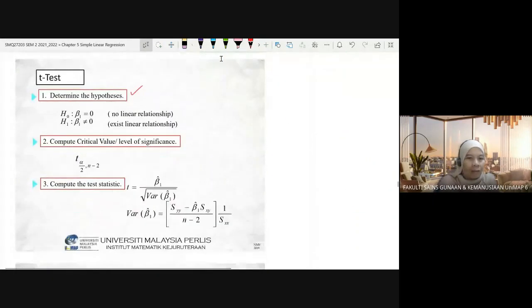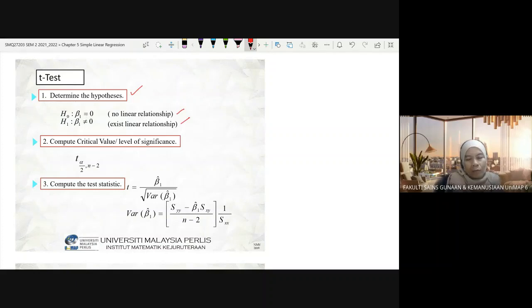To test for this particular model, that's why we choose the beta 1. You can see from the statement of our hypothesis, the null statement would be beta 1 is equal to 0, and the alternative, beta 1 is not equal to 0. What does it mean by beta 1 is equal to 0? Beta 1 equal to 0 means no relationship between x and y. Beta 1 not equal to 0 means a linear relationship exists between x and y.